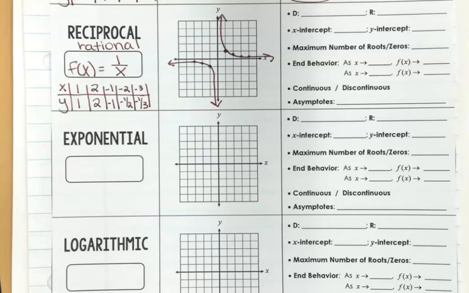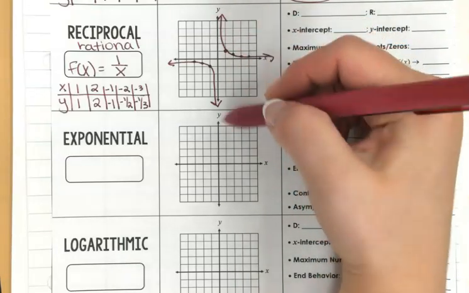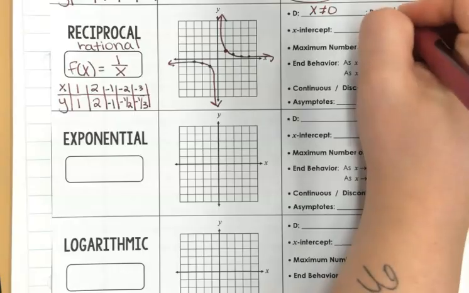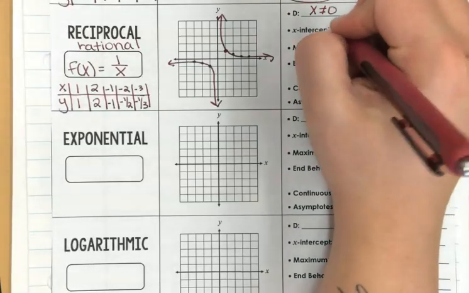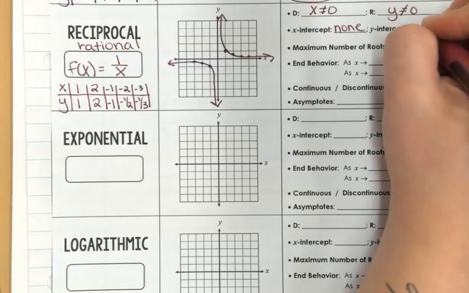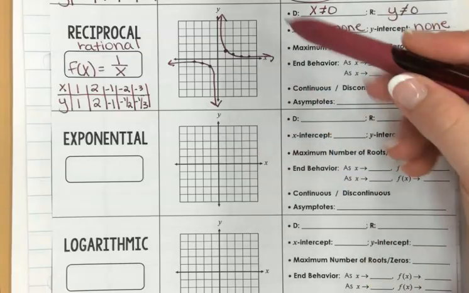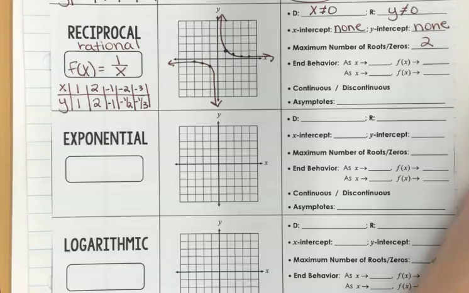Same with my y's. So our domain and range look very different here. We are having to eliminate one of my values. Neither of them can be 0. x cannot be 0 and y cannot be 0. And then neither of these are crossing the x and y axis, so I do not have an x-intercept or a y-intercept. I could, if I shifted this around a little bit, I could have up to 2 roots.